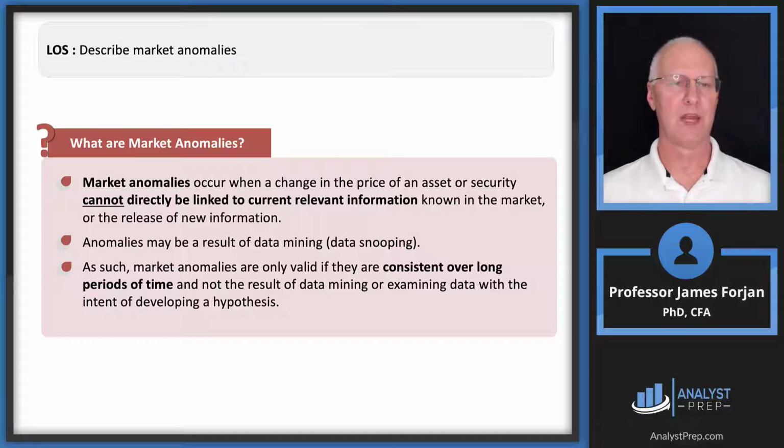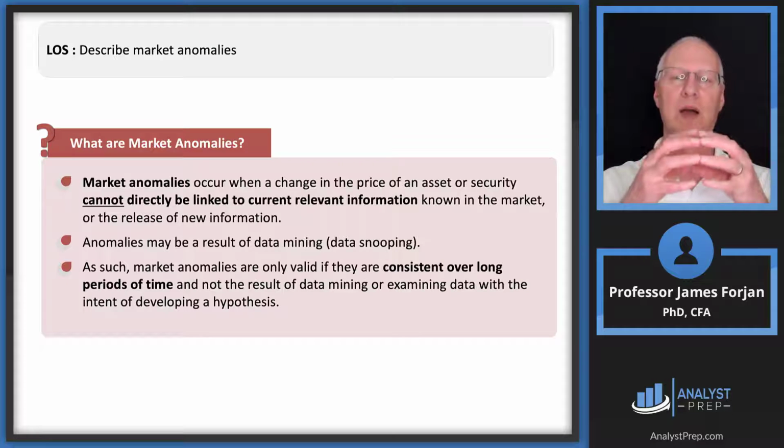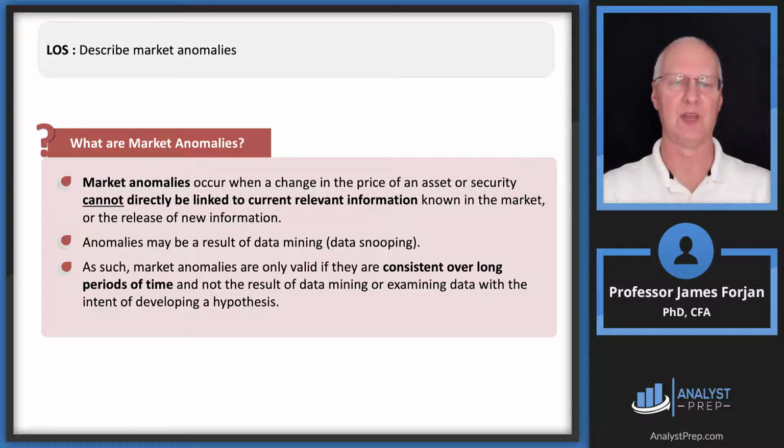All right, so what's said in these teardrop points here? Market anomalies occur when a change in price cannot be directly linked to current relevant information. All right, so that's what I was talking about, a pocket of inefficiency. Now, anomalies could be the result of data mining or data snooping.